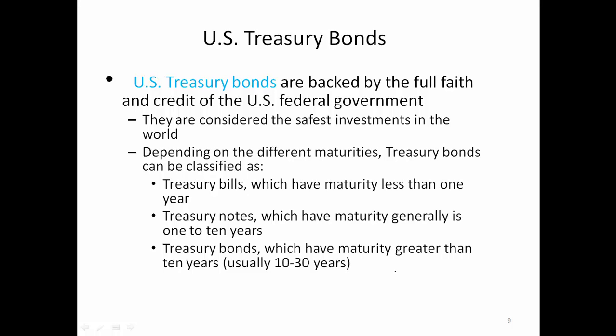Depending on the different maturities, Treasury bonds can be classified as Treasury bills, which have maturity less than 1 year, and then Treasury notes, which have maturity generally 1 to 10 years. Treasury bonds, which have maturity greater than 10 years, usually 10 to 30 years.